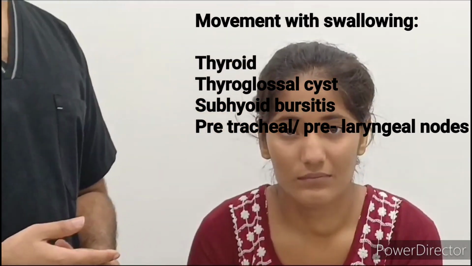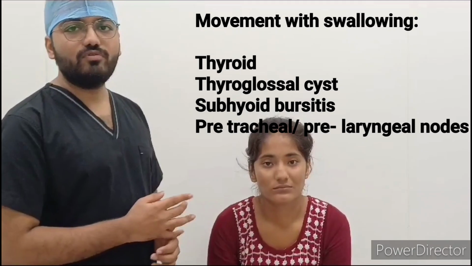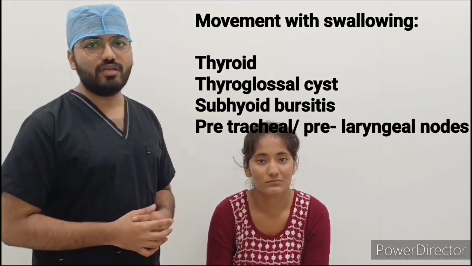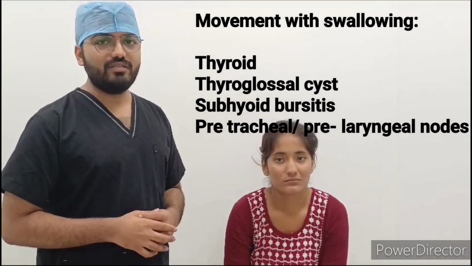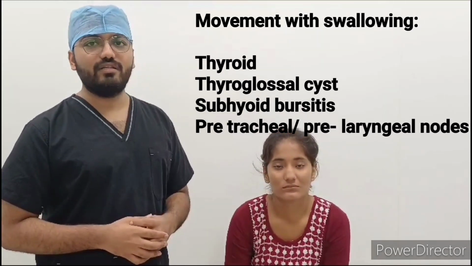As you can see in this case, the swelling does not move with protrusion of tongue, so we can easily rule out thyroglossal cyst. The second differential is subhyoid bursitis, and the third one is prelaryngeal and pretracheal lymph nodes. Those move with deglutition but not with protrusion of tongue.